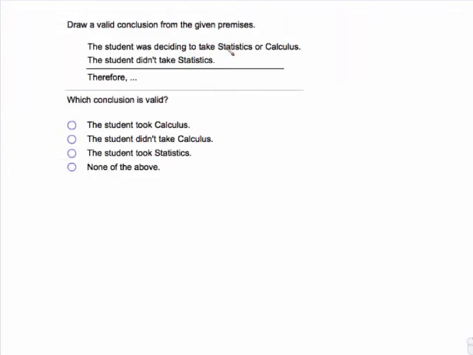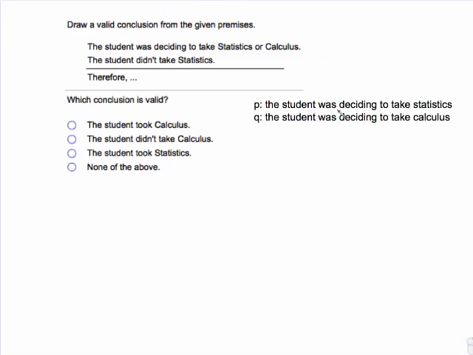Okay, we're going to try to draw a valid conclusion from these given premises and from the words back to symbols. So the student was deciding to take statistics or calculus. The student didn't take statistics. I think it would be helpful for us if we had our regular P and Q written out. So let's take this and break it down into the two parts. The student was deciding to take statistics. The student was deciding to take calculus. Translate this idea using the P and the Q. This is just saying the student was going to take calculus or statistics, P or Q.